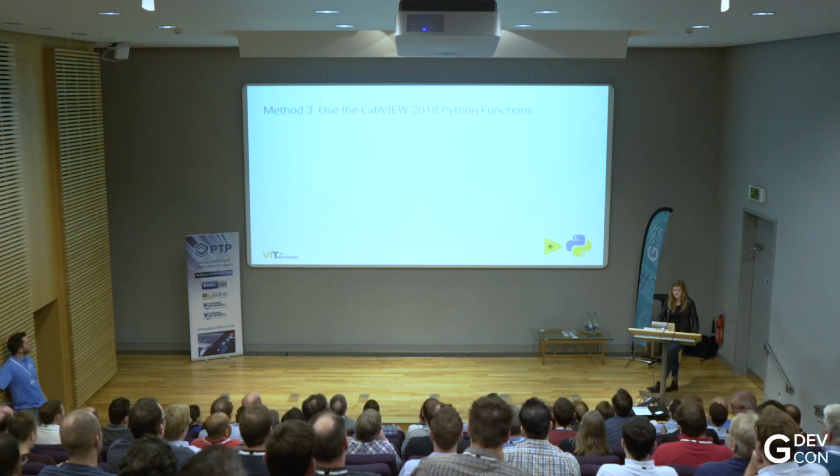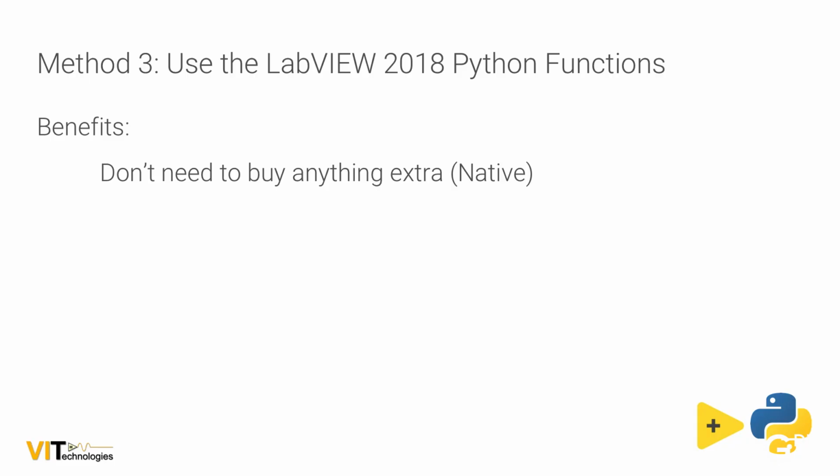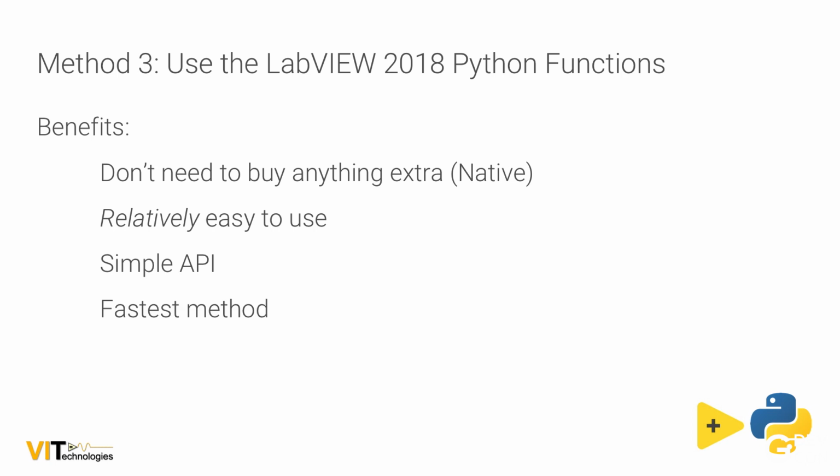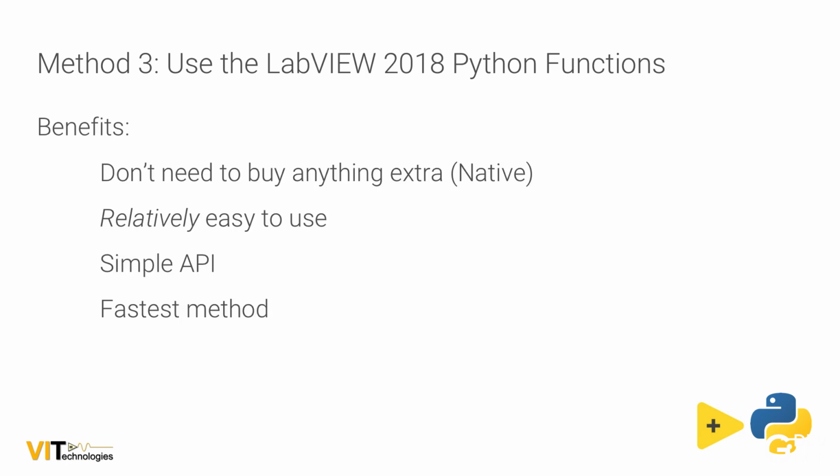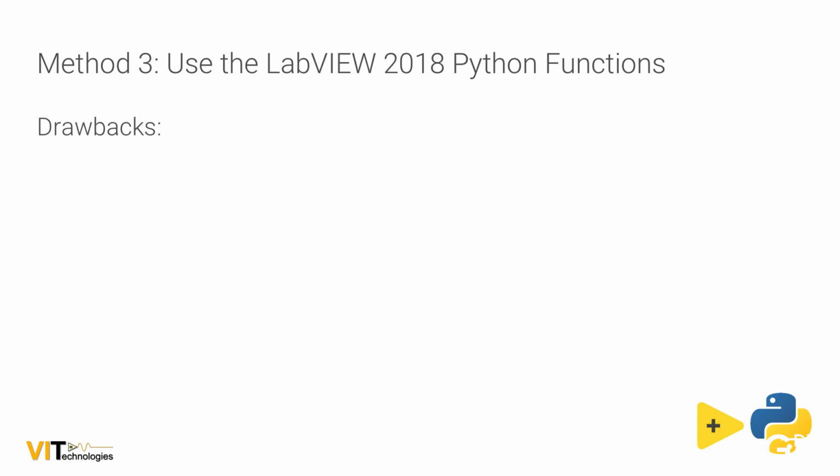So yeah, back to the LabVIEW 2018 Python functions. They're native, so why would you want to buy something extra when you can just include it in there? They're pretty easy to use. It's a pretty simple API. I'll show you in a second. It's dead simple. And in my experience, it was the fastest method of communicating with Python. It also doesn't take nearly as long to open the connection. Leave it up for a second if anyone wants to look.